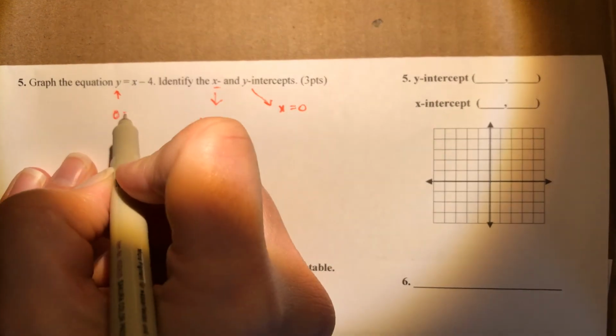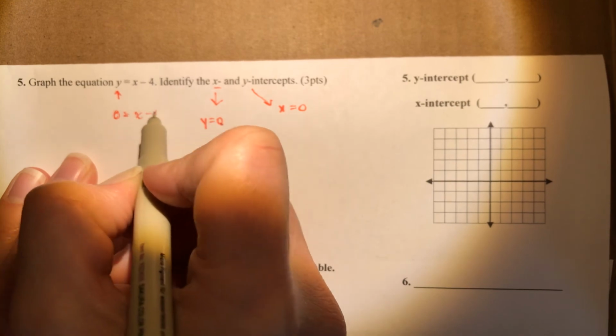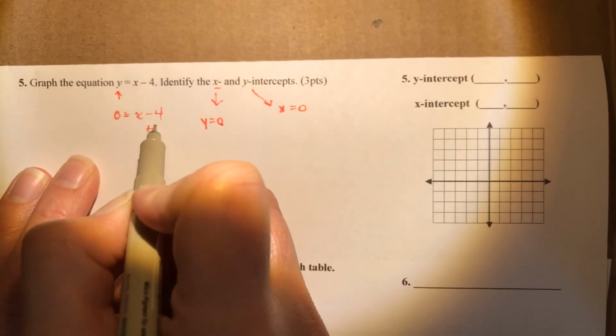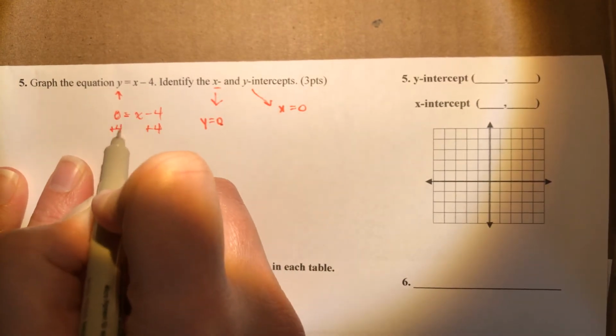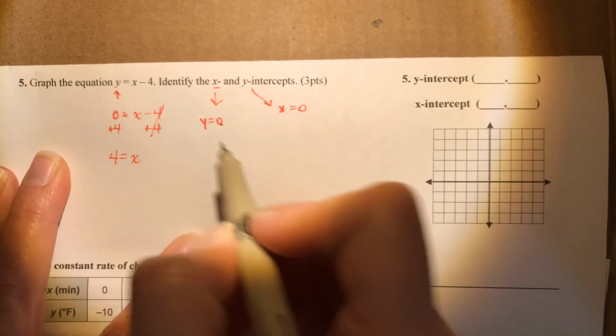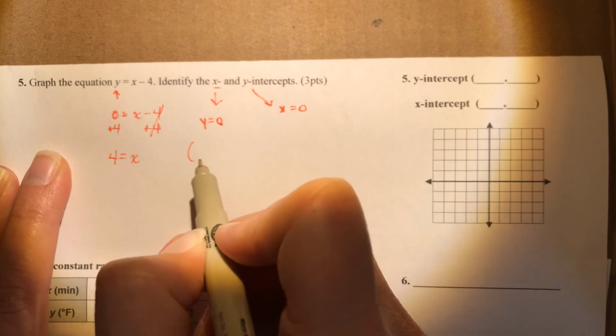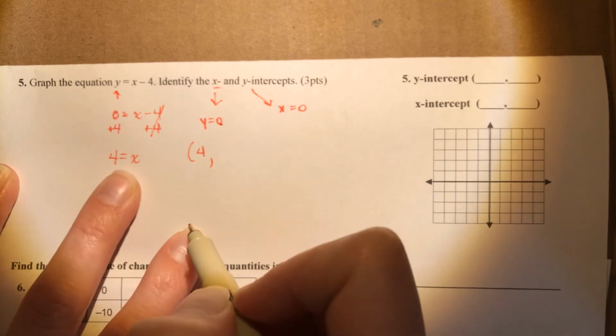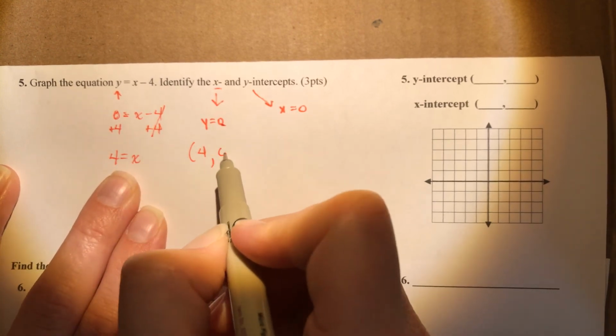So we'd have 0 equals x minus 4. And I would add 4, cancel, and 4 equals x. So my x-intercept would be 4 for the x, and y is always equal to 0.